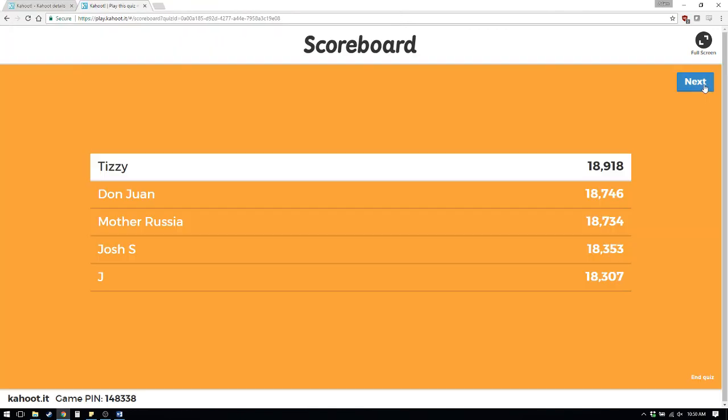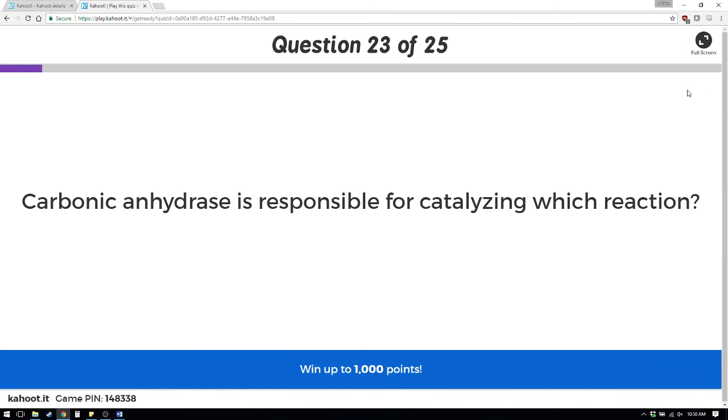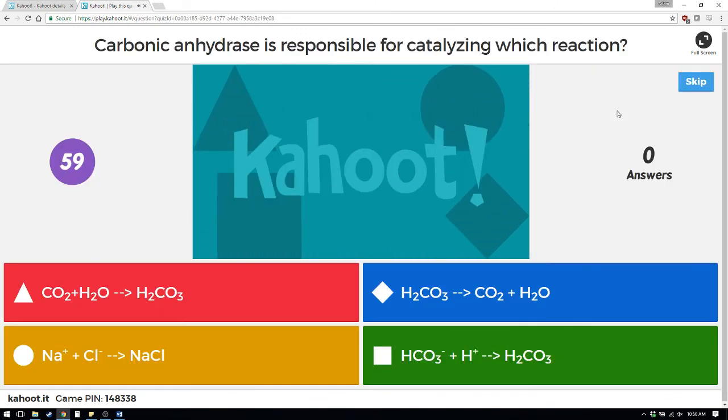Okay, and I think three more. Carbonic anhydrase is responsible for catalyzing which reaction? This is probably a little more in depth than I get to on the test, but I guess it depends on which subject you're talking about.